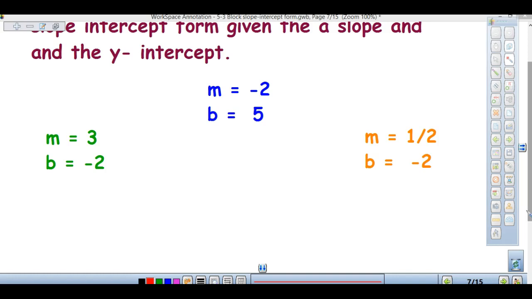All right, so now they're giving us m and b, and we have to write the equation. The equation is always going to start with what? Y equals. So in this case, y equals mx minus 2, yep. You could put plus -2, but I prefer minus 2.